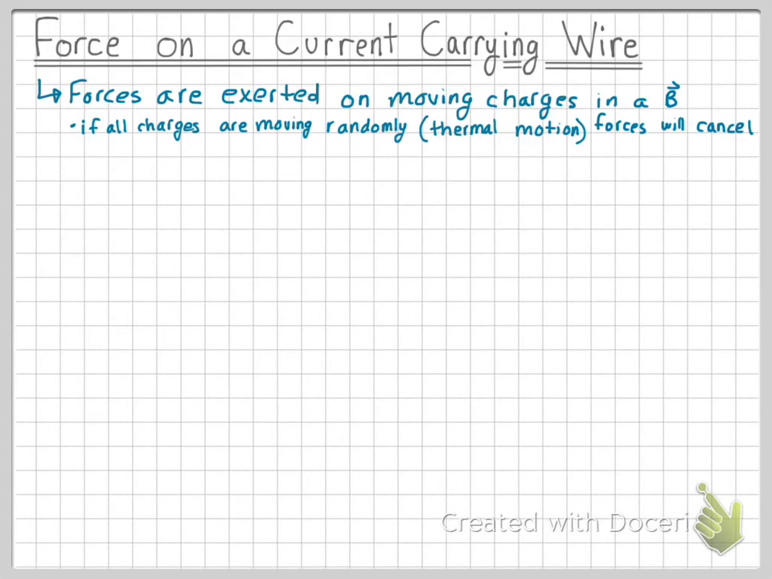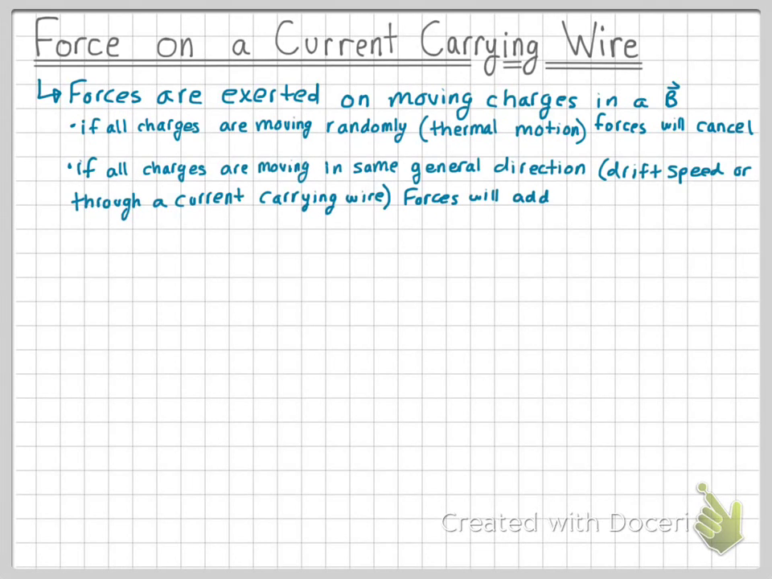When this is happening, the velocities are random, and therefore the forces are random, and all the forces point in different directions, and they end up canceling each other out. So this is why a normal wire doesn't feel a force within a magnetic field. But when the charges start to move in the same general direction, like when a current is introduced into the wire, the velocities begin to arrange themselves in the same direction. Therefore, the forces arrange themselves in the same direction as well.